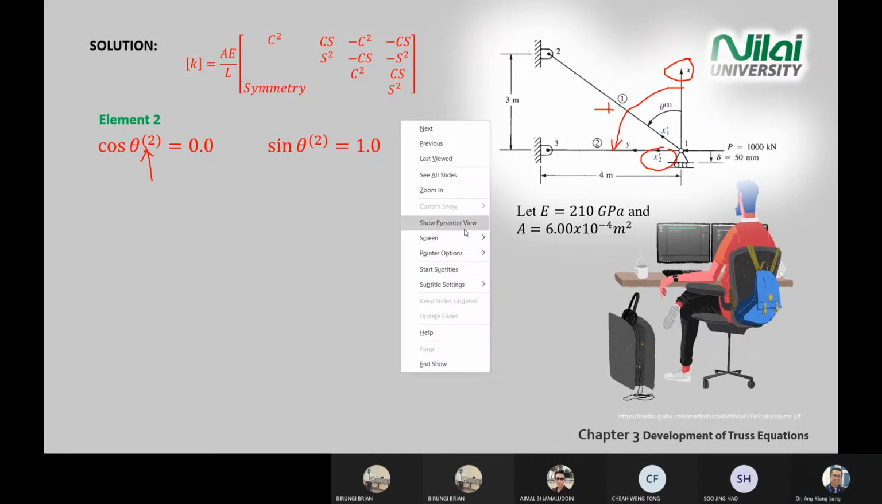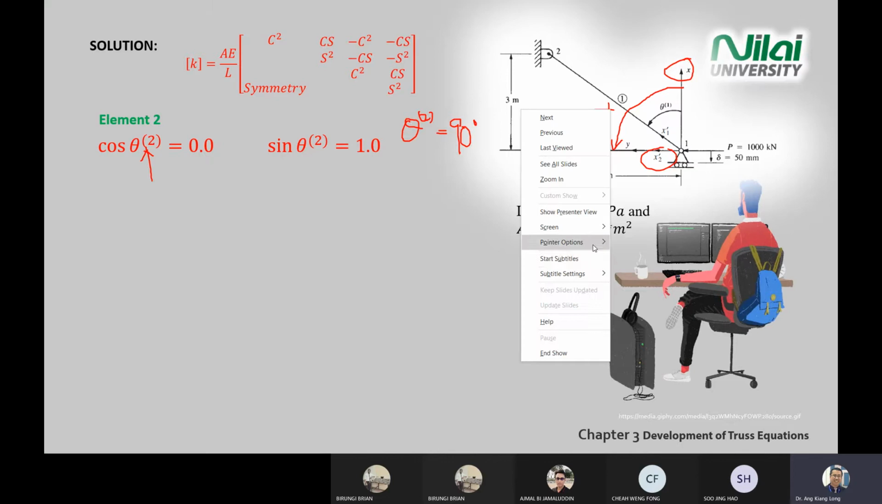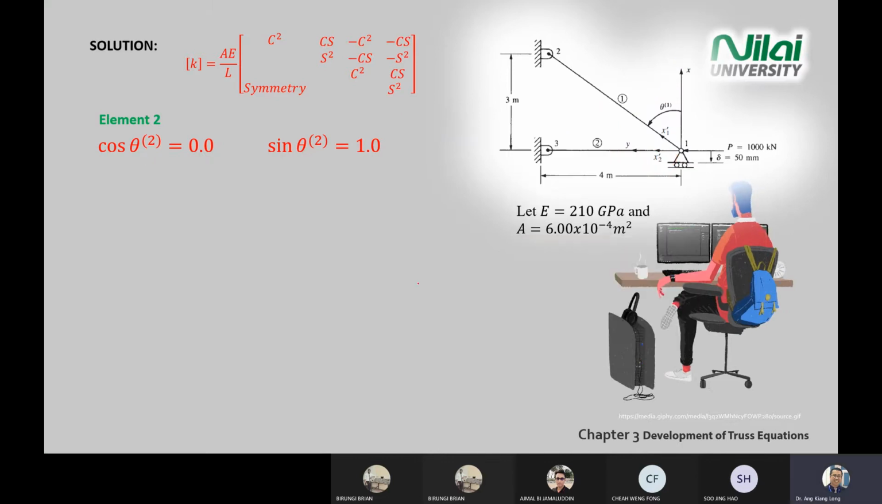Okay, and it will be good if you write theta 2 equal 90 degrees. So I will give you some marks for that one also. Okay, so it just shows that you understand how you see the data. Next, you just do the same procedure. All right, you just transfer all the values inside there.